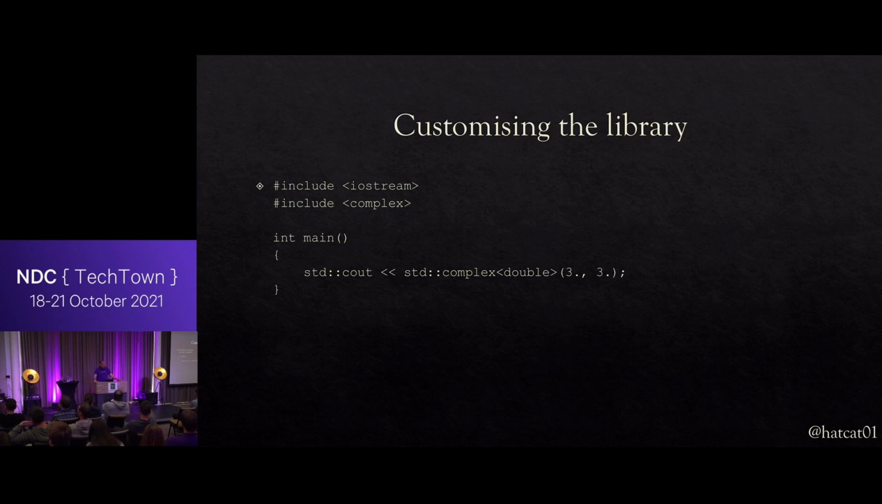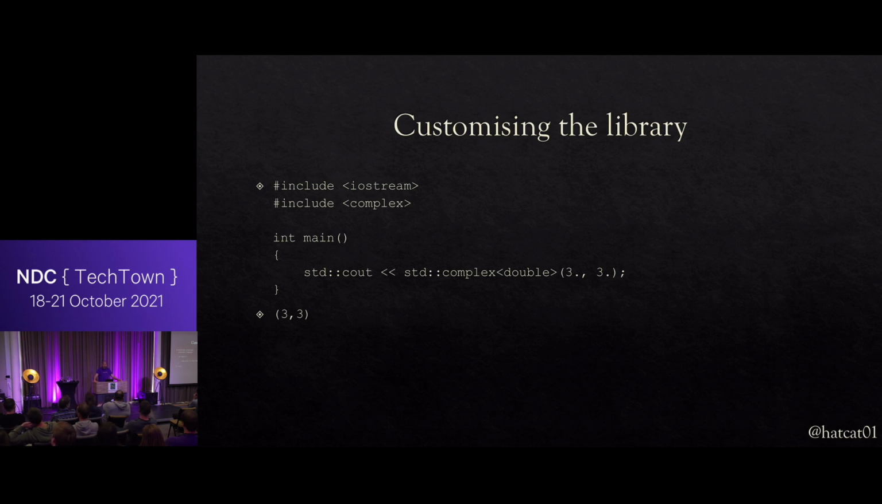Right, we're putting a complex number to standard output. Anyone know what this will print? Does anyone here use std::complex? Yeah, 1, 2, 3, 4, okay, 5, excellent. Anyone know what it'll print? It wouldn't surprise me if none of you know, because, remarkably, it prints in parentheses 3,3.